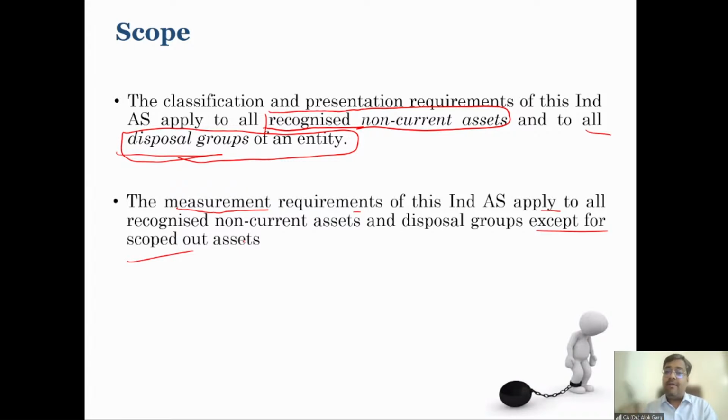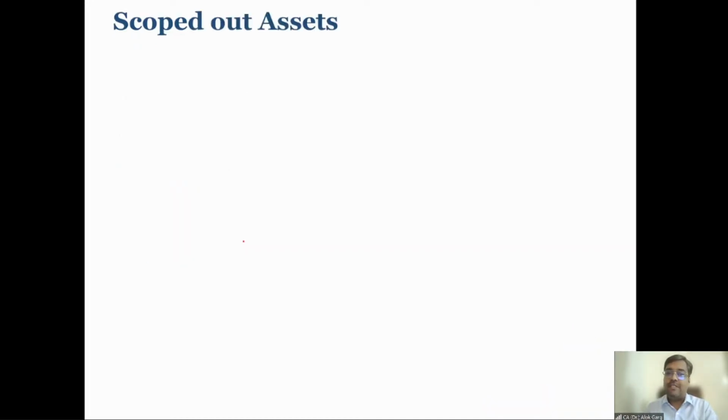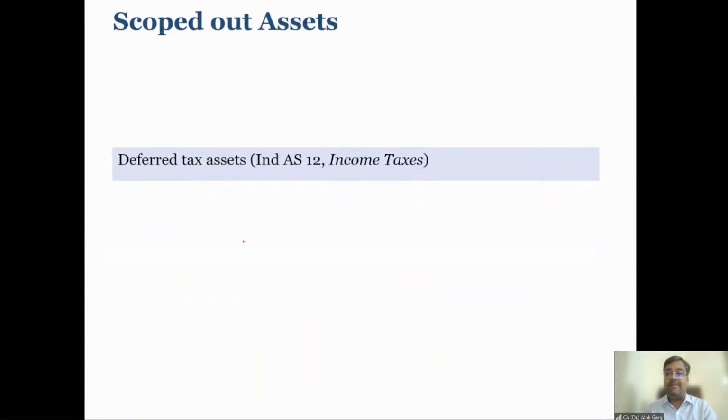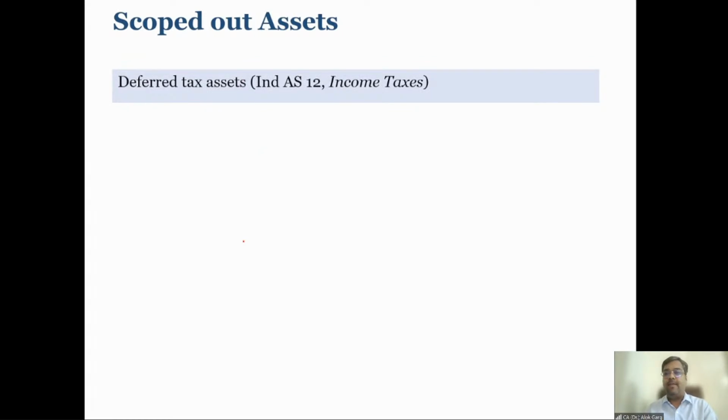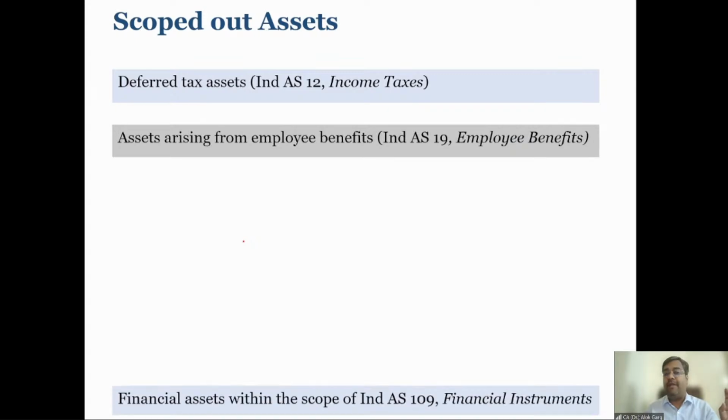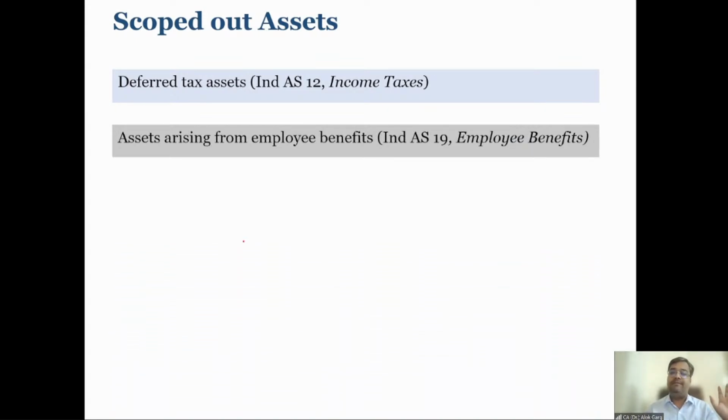So the measurement requirement of Ind AS 105 applies to all recognized non-current assets and to disposal groups except some assets. And what are those assets? There are some negative lists, some exceptions. Deferred tax assets, right? If a company is reclassifying a normal asset, for example an Ind AS 16 PPE asset, to non-current asset classified as held for sale, and in this transaction there is an implication of deferred tax asset, the DTA has to be measured as per Ind AS 12, not as per Ind AS 105.